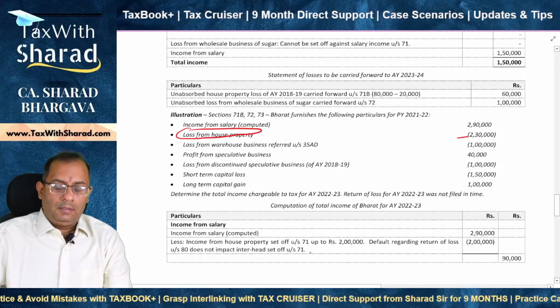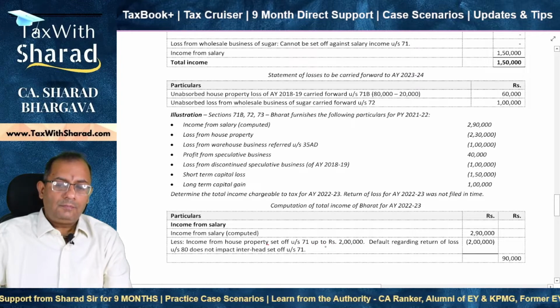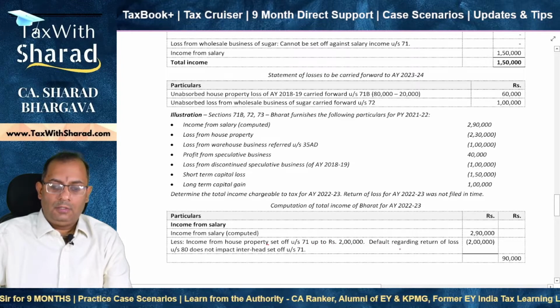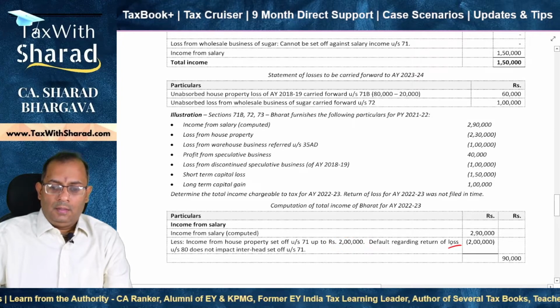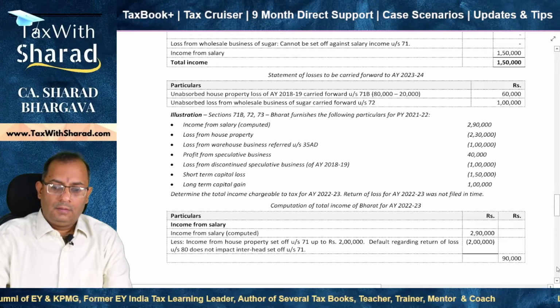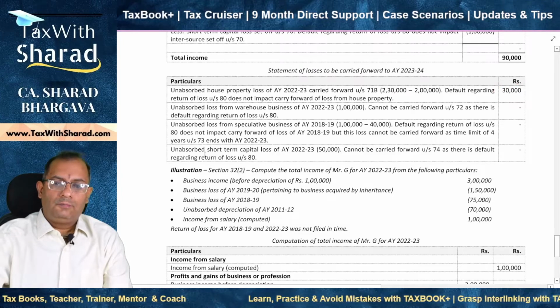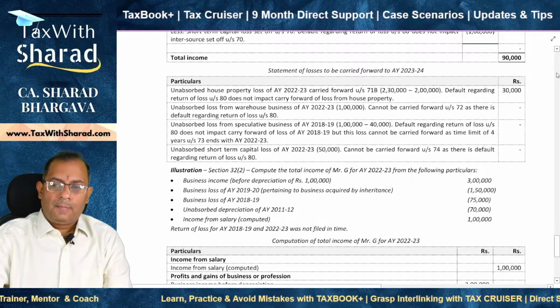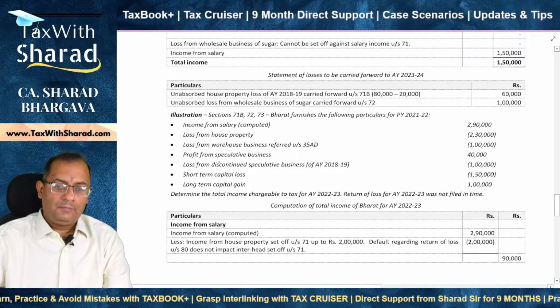So the return of loss related restriction doesn't impact this, and therefore you can set off this loss from house property up to the limit of 2 lakh here, and you can then also carry forward the balance loss of 30,000 to the subsequent year, because the income from house property loss, the IHP loss, is not impacted by the return of loss related restriction.